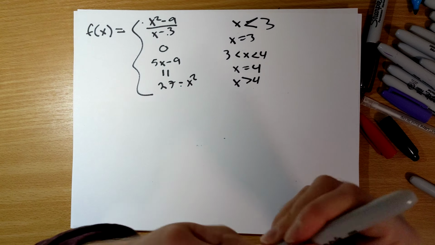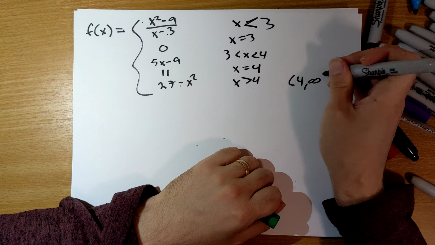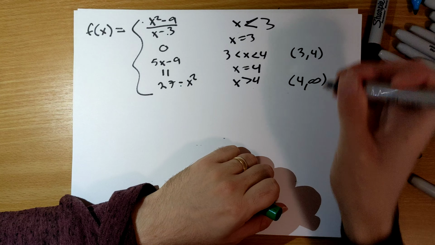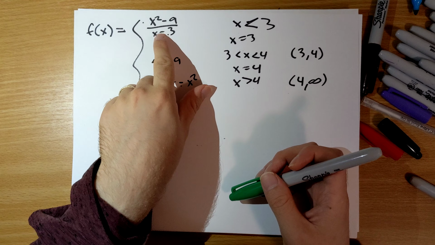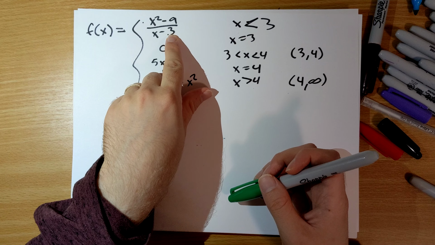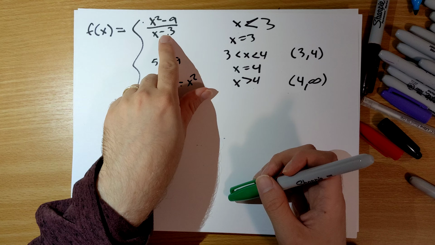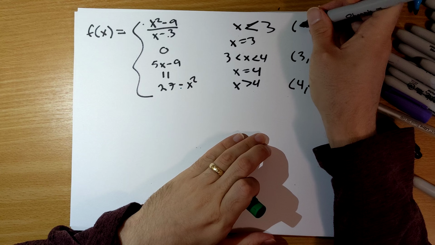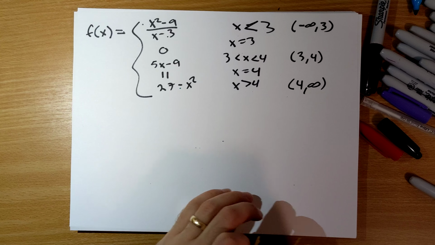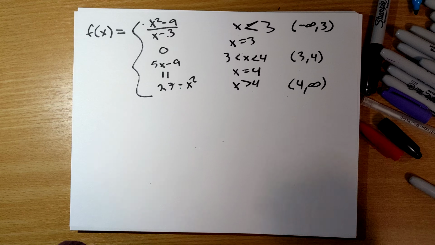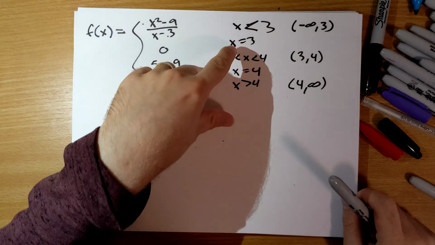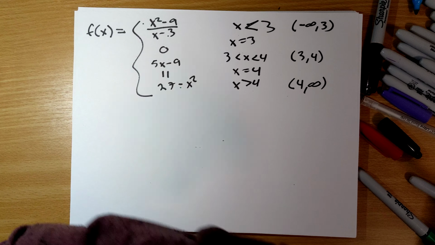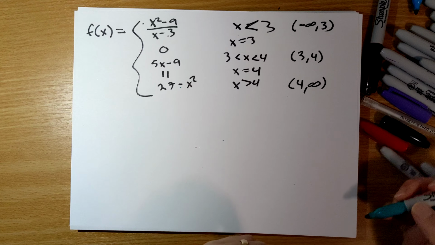So it's continuous on the interval from 4 to infinity. It's continuous on the interval from 3 to 4. And for this one, this is a rational function. These are continuous as long as they're defined. They're defined if x is not equal to 3. So this is going to be continuous on the interval from negative infinity to 3. So it's continuous everywhere except potentially at 3 and 4. I say potentially. We have to do calculations to determine whether or not it's continuous at 3 and at 4.